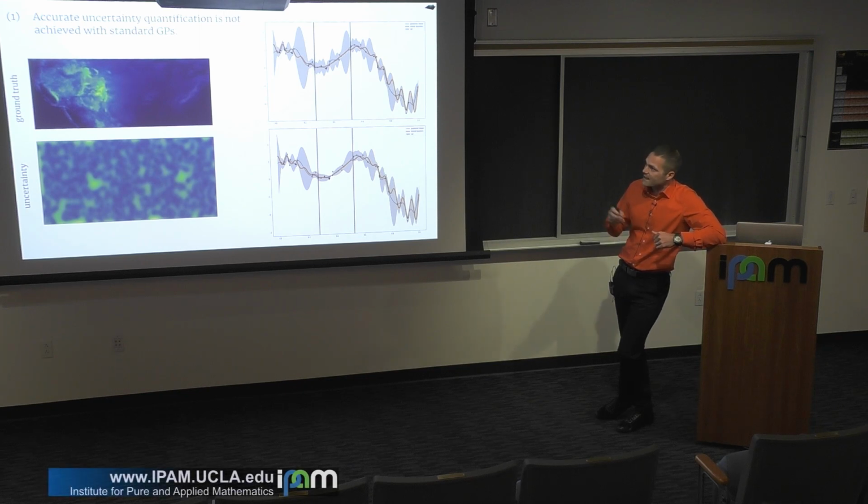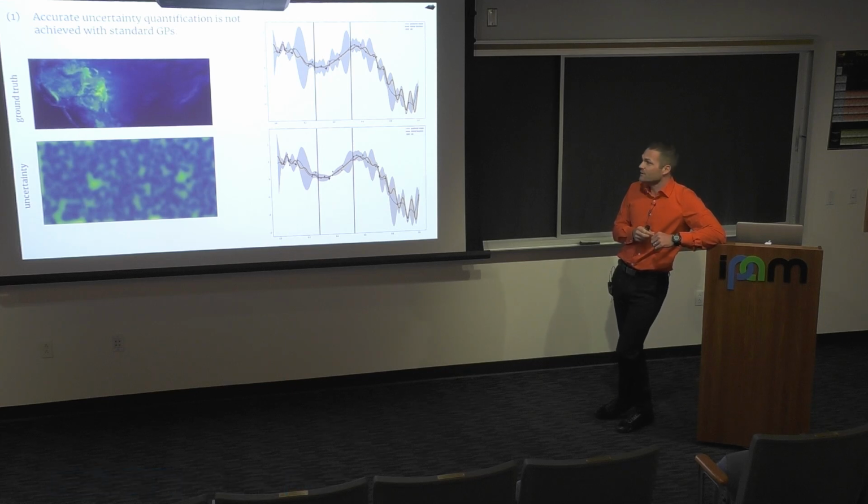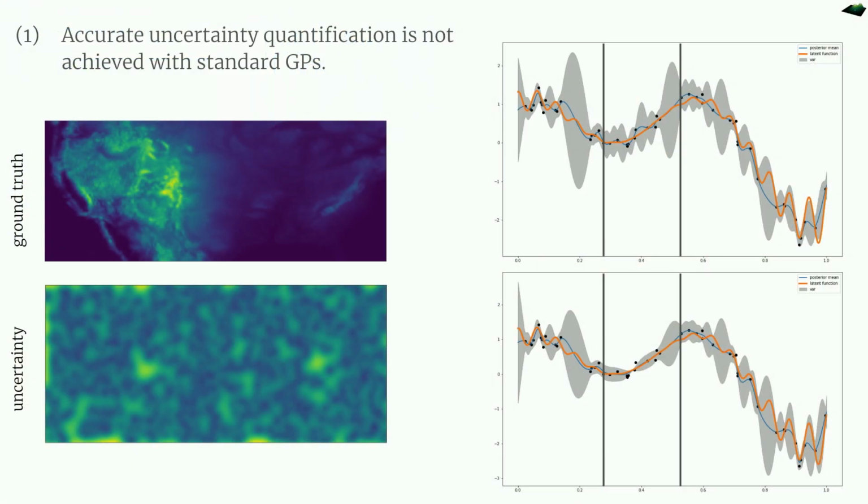So on the left-hand side, we see a ground truth, and that's the topography of the United States. And then we see the uncertainty at the bottom. And what we would want to see as humans, I believe, is that the uncertainty reflects the underlying characteristic of the latent function of the topography here, but we don't at all. All we see is that the uncertainty is high in between data points, when data points are far away from each other, which is not wrong, but it's certainly not all we would want to see.